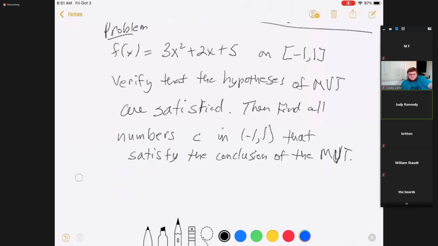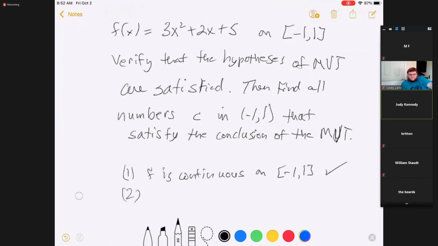Verify that the hypotheses of the mean value theorem are satisfied. Well, those hypotheses were f is continuous on the interval -1 to 1, check, because it's a polynomial. And the second one was that f is differentiable on the open interval from -1 to 1. Check, it's a polynomial. It's continuous and differentiable everywhere. So we're done with that.